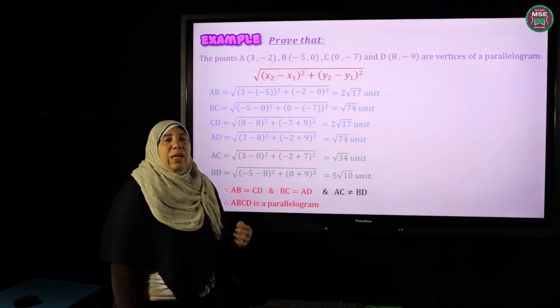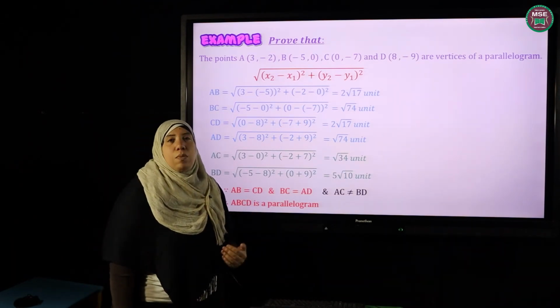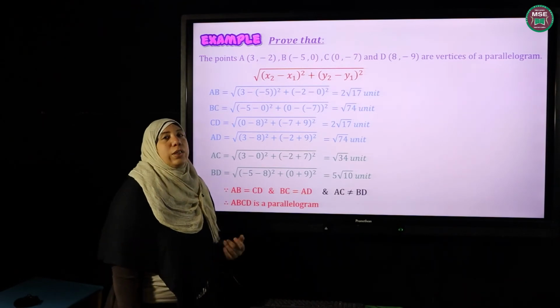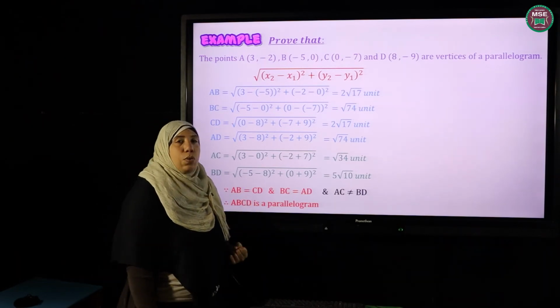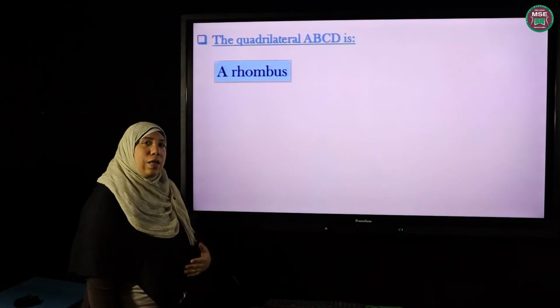These steps we will make every time to prove any quadrilateral, parallelogram or rectangle, rhombus or square. And now we will talk about the rhombus and the square.